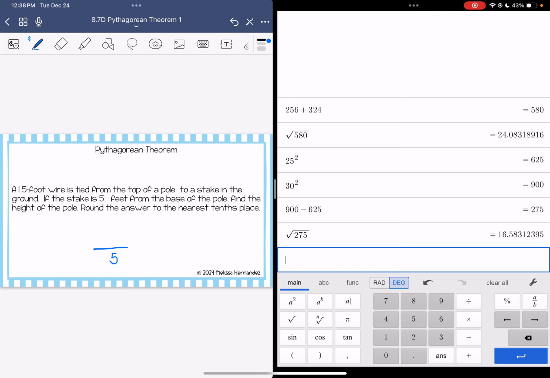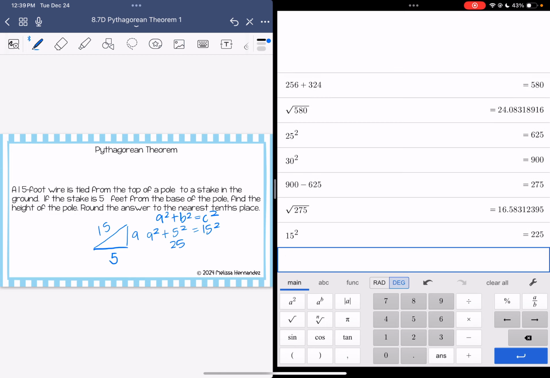And if you ever see the wires on a pole in a neighborhood, the wire is always slanted, so we know the 15 is going to be the hypotenuse. And then what we're solving for is one of the legs. I'm just going to say A. Still want to write down the formula. A squared plus B squared equals C squared. And then we're solving. So 5 squared is 25. 15 squared is 225.